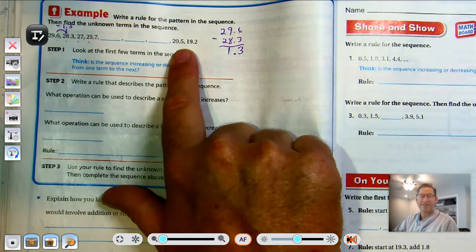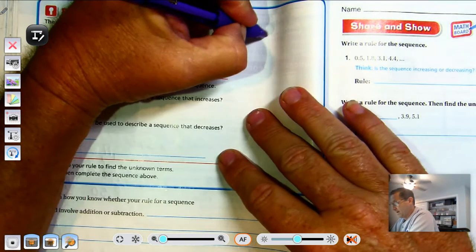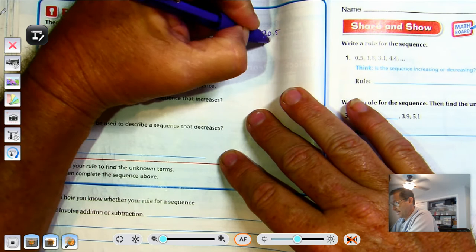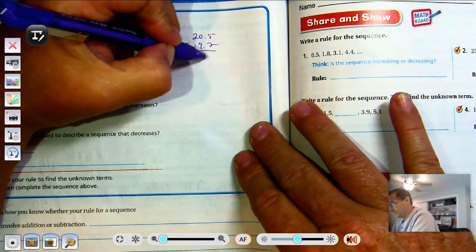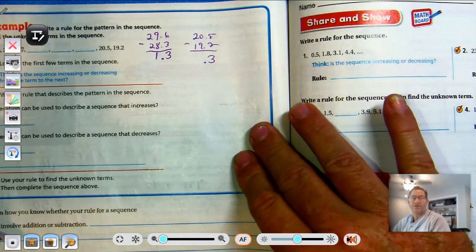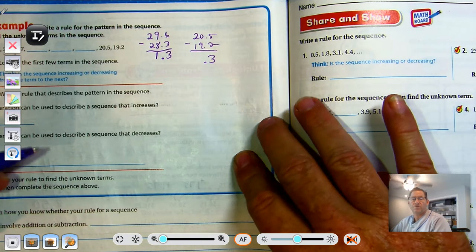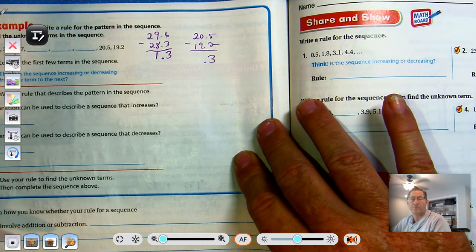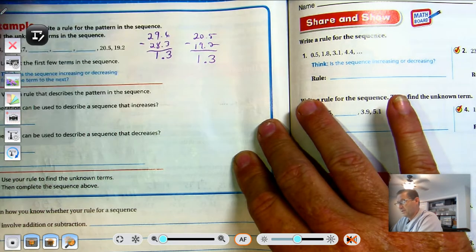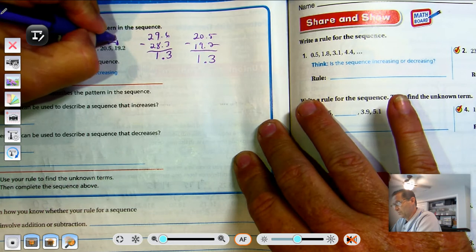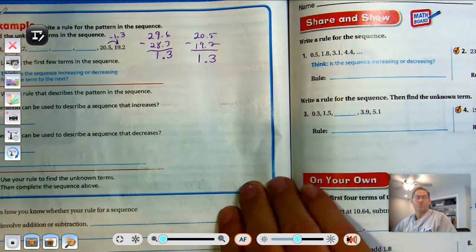Let's check these last two. 20.5 minus 19.2. 5 tenths take away 2 tenths is 3 tenths. We're finished with the decimal portion, so put the decimal point and move to the ones. I see 20 take away 19. That's 1. So yes, the rule is going to be subtract 1.3.